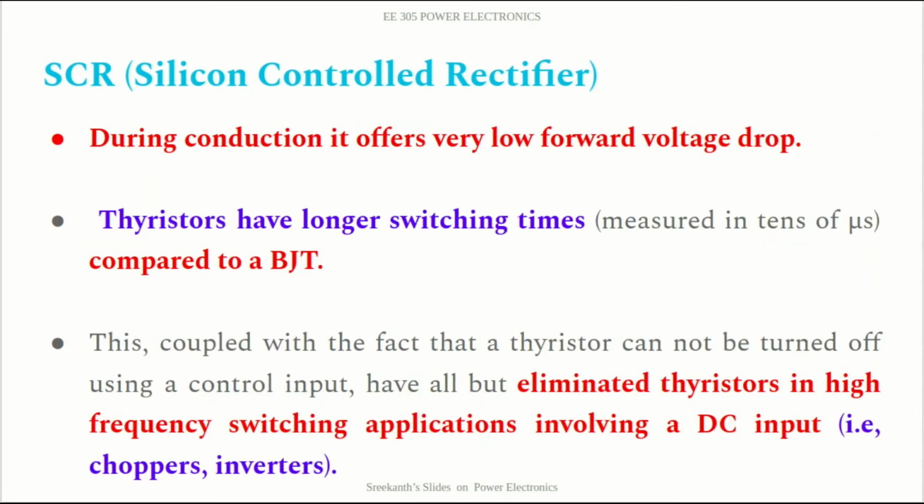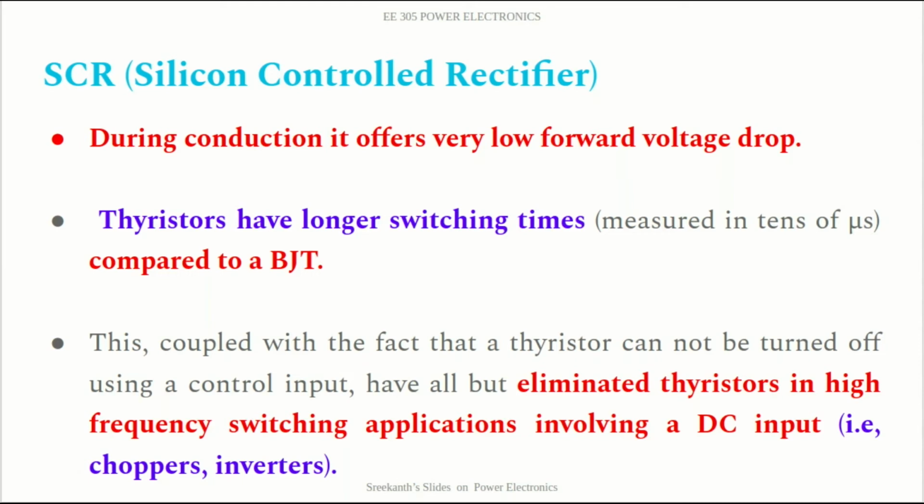During conduction, it offers very low forward voltage drop, so it almost acts like a diode itself. During the forward conduction, it hardly offers any resistance to the flow of current. But when compared with a BJT, thyristors have longer switching times. It means that to turn on and turn off, it requires much more time when compared to a BJT.